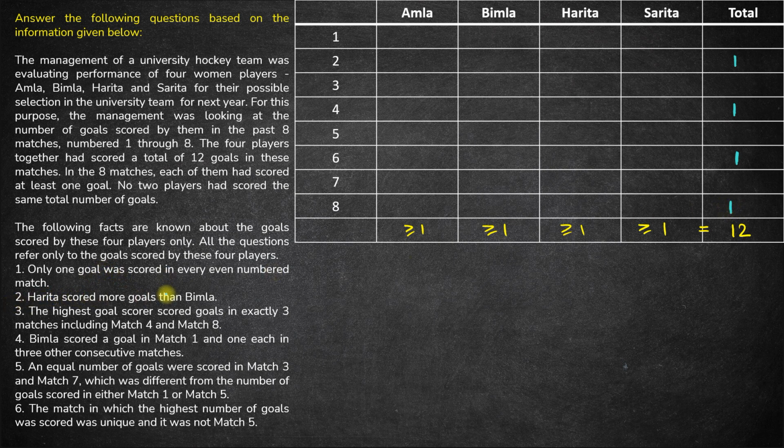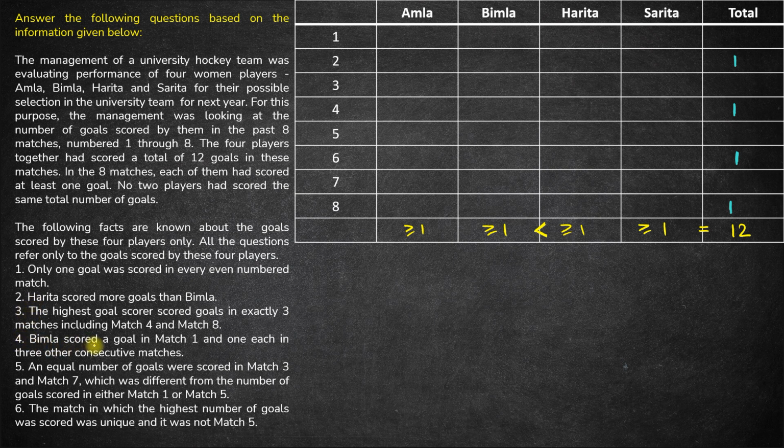Next, Harita scored more goals than Bimla. So Harita's total number of goals is more than that of Bimla. Whatever Bimla's total goals are, Harita will have more than that. Fine. The highest goal scorer scored goals in exactly 3 matches including match 4 and 8. Now we don't know who is the highest goal scorer as of now. It can definitely not be Bimla, because Harita scores more goals than Bimla. So Bimla definitely cannot be the highest goal scorer. It can be either A, H or S. We'll see to that. We don't know exactly who is the highest goal scorer right now. So we'll come back to this point again.